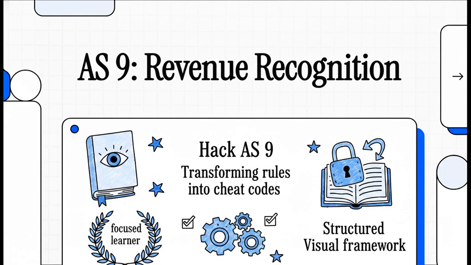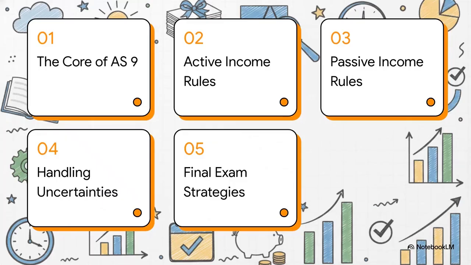Let's get into it. Okay, let's dive right into our roadmap for today. We'll be covering 1. The core of AS9. 2. Active income rules. 3. Passive income rules. 4. Handling uncertainties. And finally, 5. Final exam strategies.